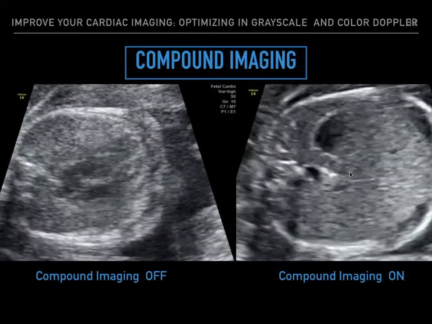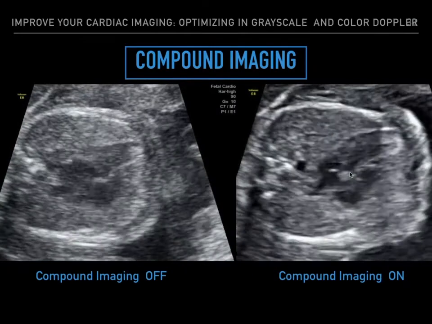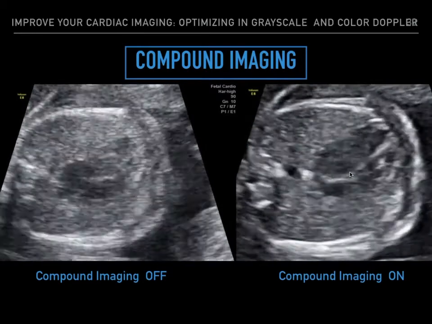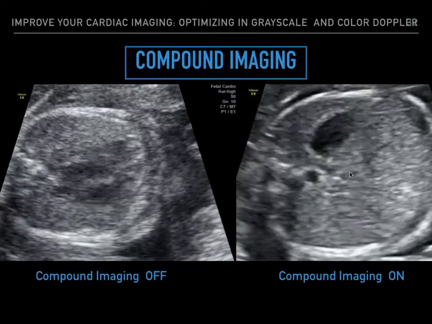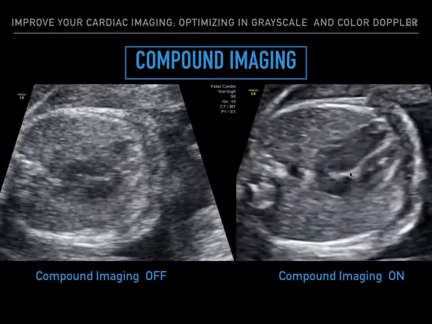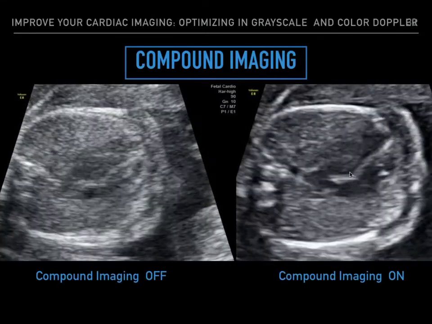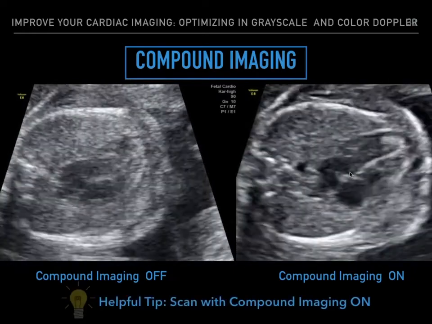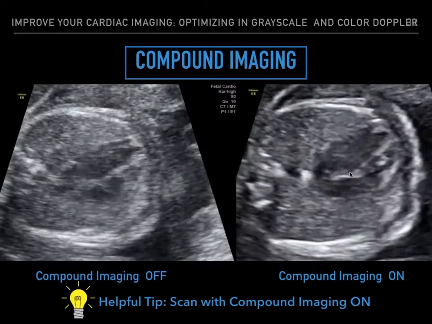So here's just an example of compound imaging off and compound imaging on. With compound imaging off, you can't really recognize the interventricular septum, but with compound imaging on, here we could see the interventricular septum clear in comparison to compound imaging off. So helpful tip, you want to scan with compound imaging on.